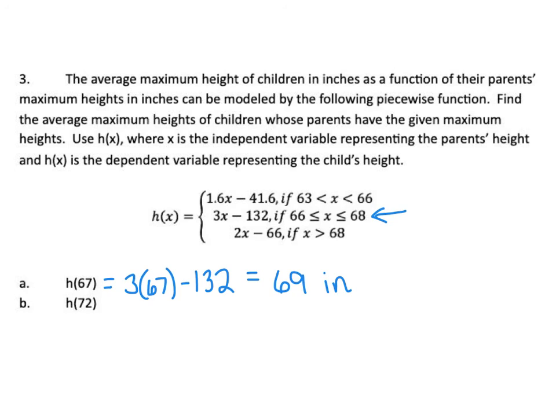h of 72 would be substituted into the bottom portion, so I would do 2 times 72 minus 66. To put this into context, we're saying that if a parent has a height of 67 inches, we are expecting the child to have a height of 69 inches. And likewise, for a parent with a height of 72, we're expecting their child to have a maximum height of 78 inches based on this model.